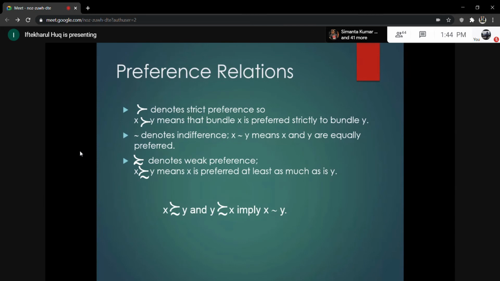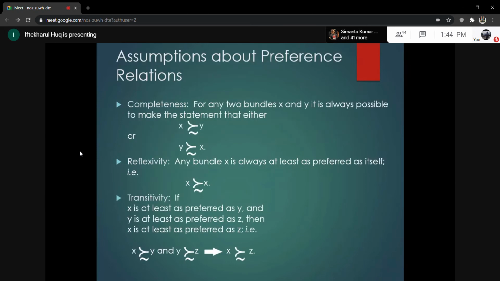Okay, so now let's get into three assumptions. The three assumptions are completeness, reflexivity, and transitivity. These are the three assumptions we are going to take at the very beginning. Whenever we look at preferences, we are going to try to make sure that the preferences behave in a certain way. In order to make sure that the preferences behave in a certain way, I'm going to impose a few assumptions on it. So let's go through these assumptions.